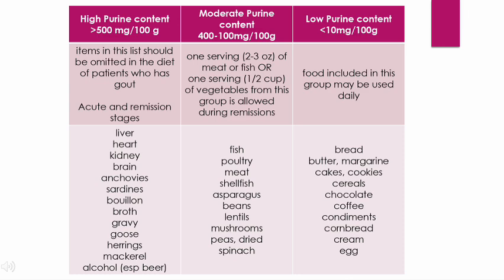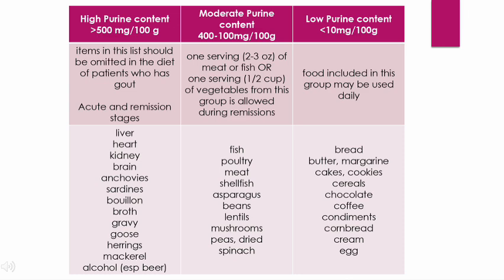Other examples include cakes and cookies, chocolate, coffee, condiments, cornbread, cream, and eggs. Now, while these foods are low in purines, it does not mean they are all healthy in large amounts. For example, cakes and cookies are low in purines but high in sugar and fat. So balance is still important. Now, let us summarize the key idea.